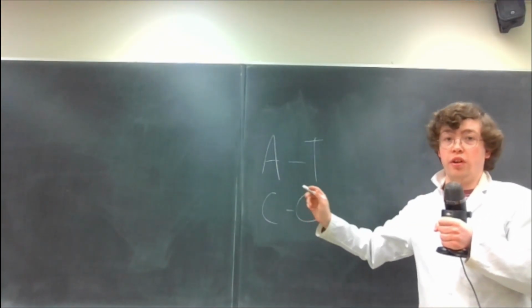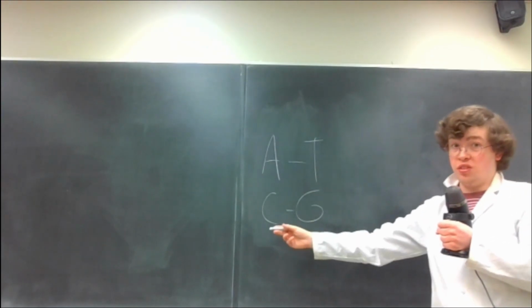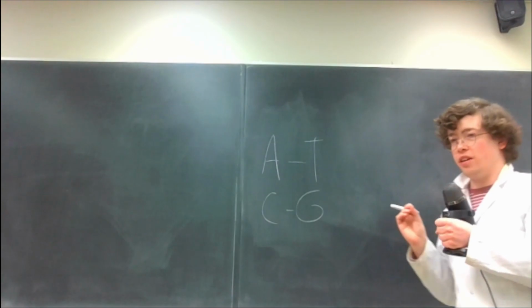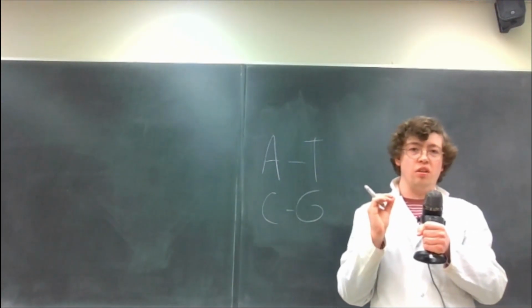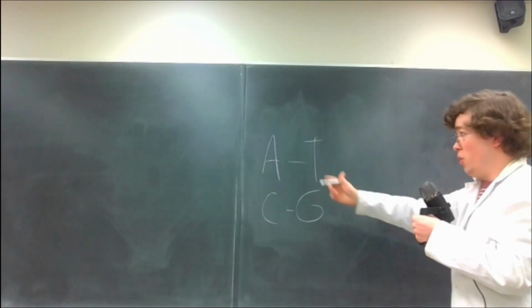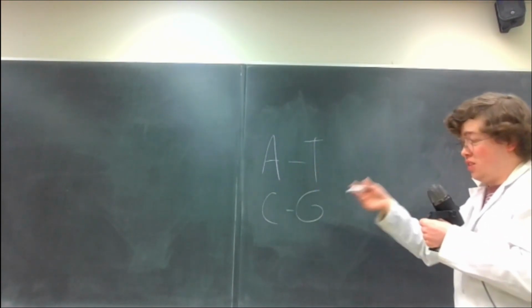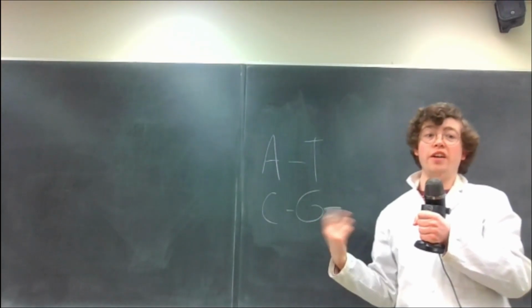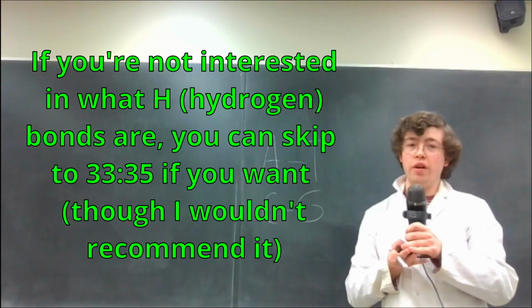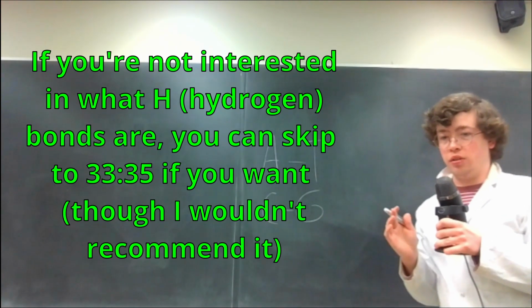Now, I mentioned earlier that A pairs with T and C pairs with G because of what are known as hydrogen bonds. But the thing is, I never really actually went into detail about what hydrogen bonds are. And it seems kind of meaningless for me to say, oh yeah, A pairs with T and C pairs with G as a result of hydrogen bonds if I don't actually tell you what those bonds are. So, what exactly are hydrogen bonds?